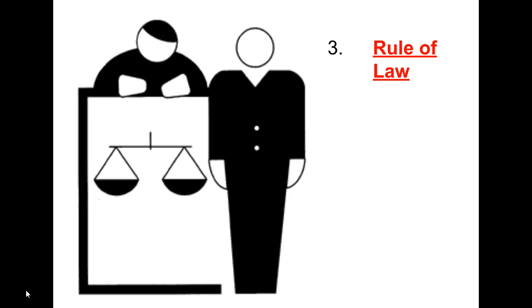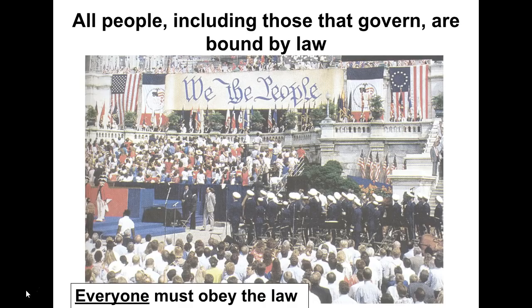We also believe in the rule of law. This is another one of the fundamental principles that is very important in our nation. And the definition of that is that all people, including those that govern, are bound by the law. Everyone must obey the law. So even if you're a Supreme Court justice, you have to follow the speed limit just like anyone else. If a senator, who's someone who governs, committed murder, then they have to go to trial just like anybody else. People in government have to pay taxes just like everybody else. They have to follow the law. No one in our country is above the law.